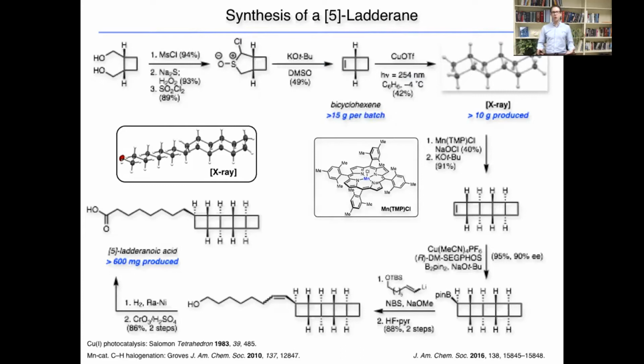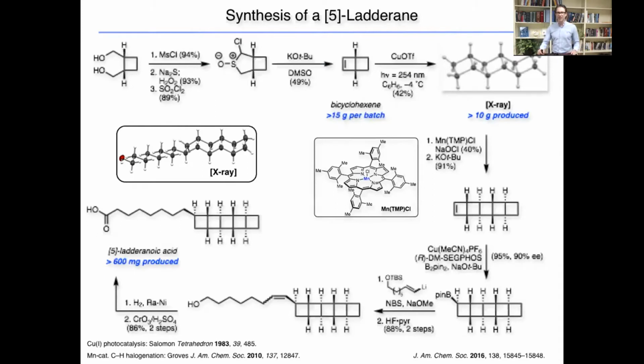Now, this is not a new compound. It's been known in the literature, but this process we've developed is much more efficient than the ones out there. We then do a photochemical 2+2 to make the compound in the top right, which I have an X-ray structure of. That is a unique reaction that works on non-activated olefins.